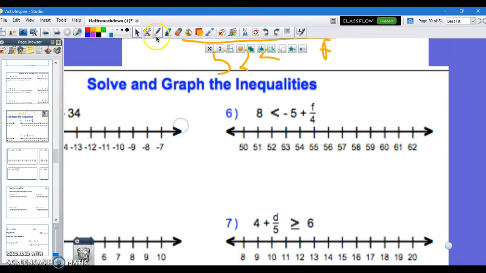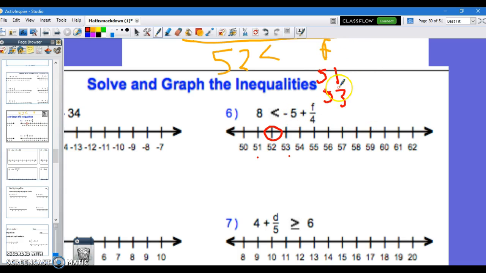52 is less than f. Okay, so the first thing I need to do is circle my 52. Just right here. It's not going to be closed because it doesn't have the equal sign there. And I'm going to take a look at the numbers that are beside my 52. I have a 51 and a 53. Put that 51 and 53 under the letter.